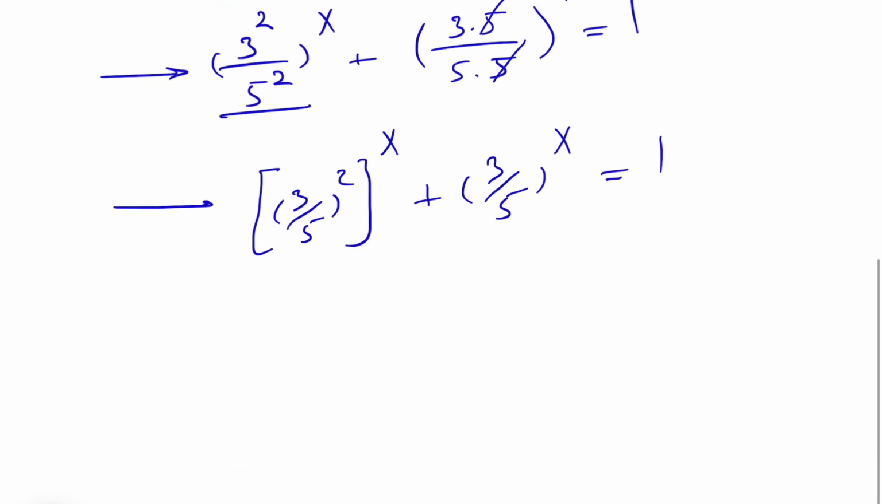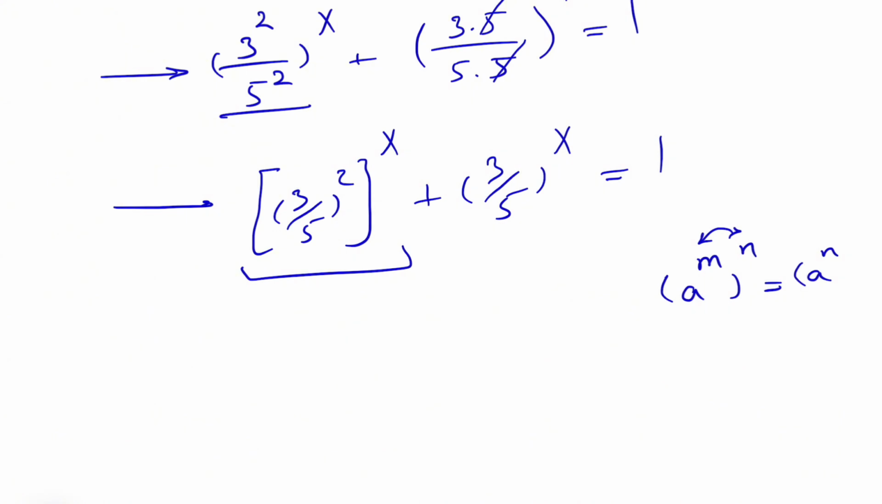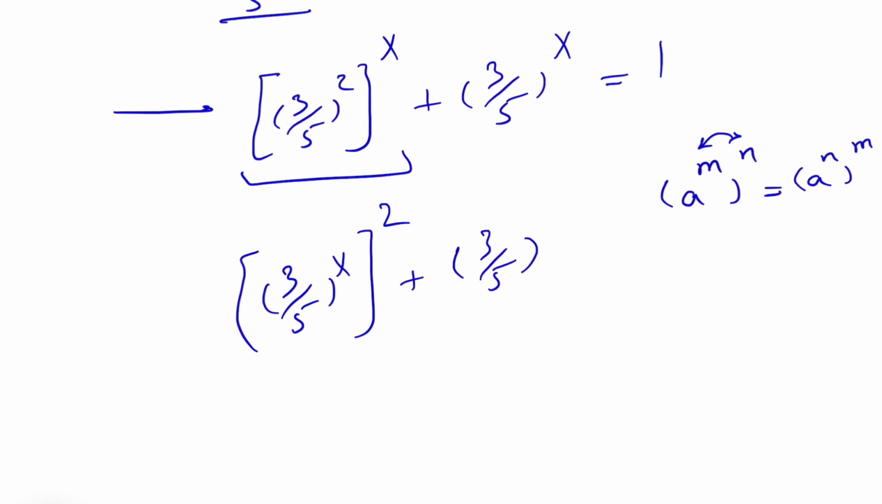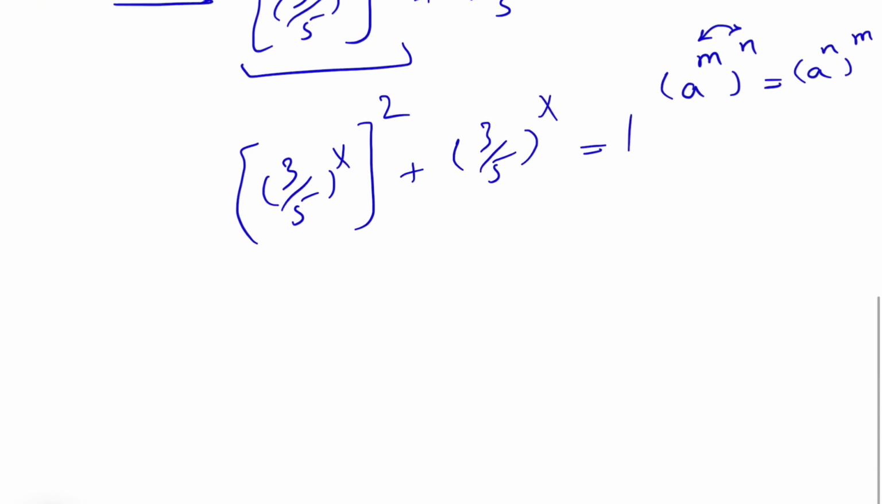Looking at this, we'll see that this is getting simpler and simpler because we are getting a similar expression, 3 over 5 to the power of x. And what we can do in here is use one of the laws of the exponent: when we have a to the power of m to the power of n, we can switch these two, so it will be equal to a to the n to the power of m. If we do that, we'll get 3 over 5 to the power of x, to the power of 2, plus 3 over 5 to the power of x is equal to 1.